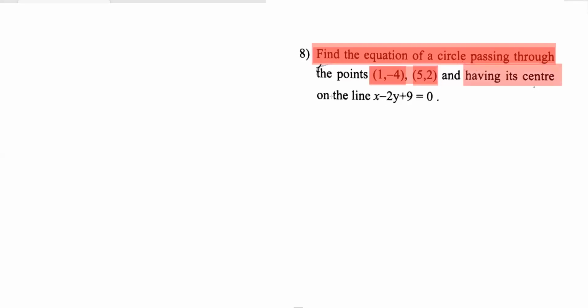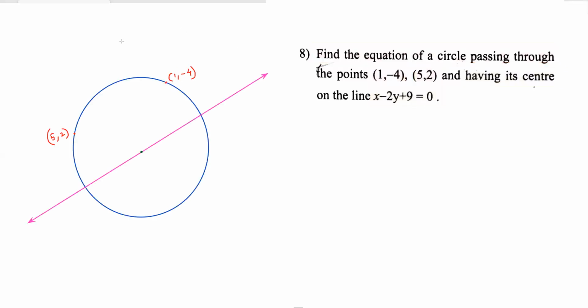And having its center on the line x minus 2y plus 9 equals to 0. So how will the diagram look like? See, the diagram will look like this.